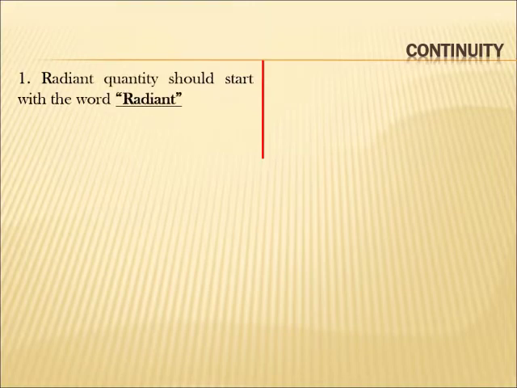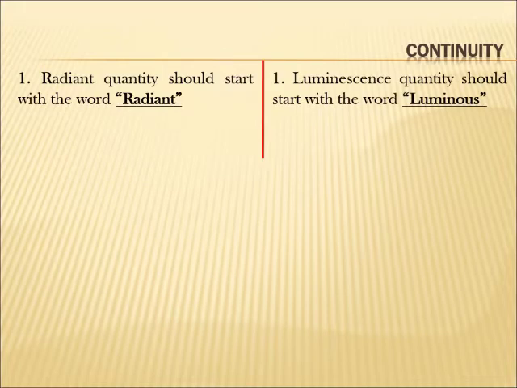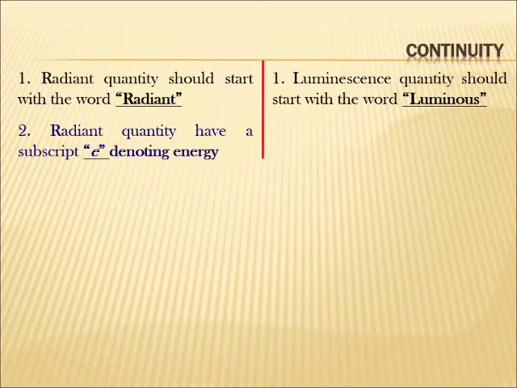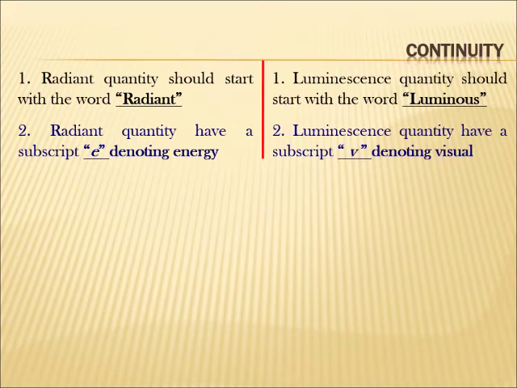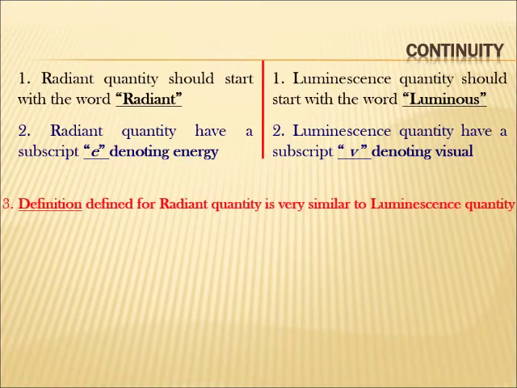Let's summarize both the radiant and luminous quantities. The radiant quantity should start with the word radiant, whereas the luminous quantity should start with the word luminous. Radiant quantities have the subscript e, which denotes energy. The luminous quantities have the subscript v, which denotes visual, which we can see. The definitions for the radiant quantities are very similar to those of the luminous quantities.